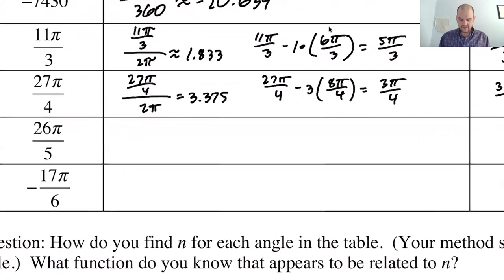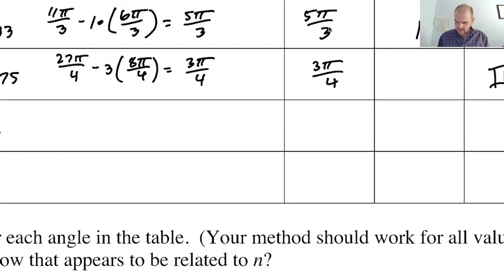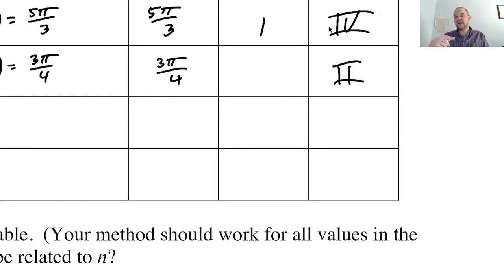All right, let's try the next one. 26 pi over 5 all over 2 pi is going to be exactly 2.6. These radian ones keep coming up exact. So I know 0.6 is in quadrant 3 because it's past 0.5 but not to 0.75, so quadrant 3.